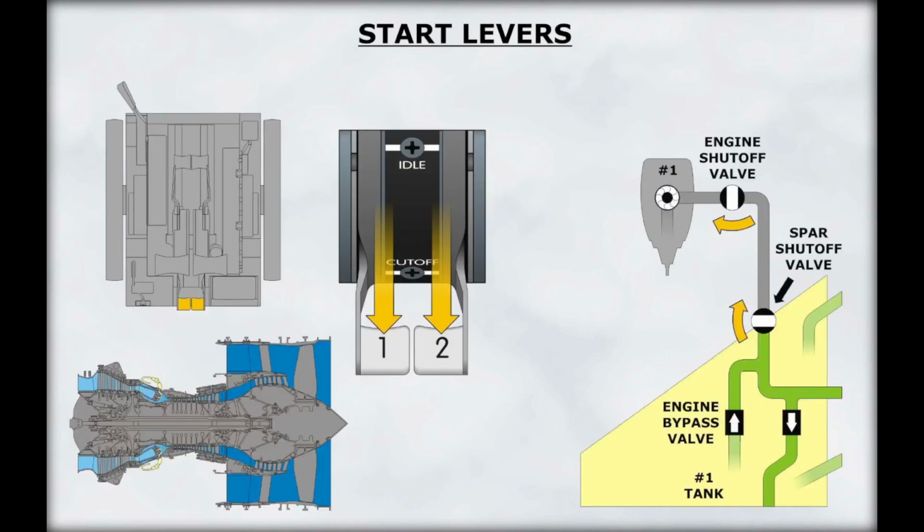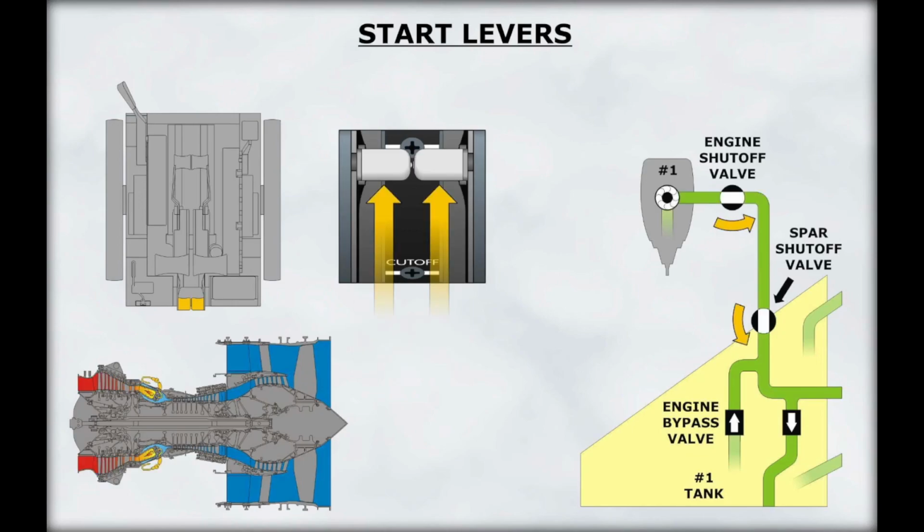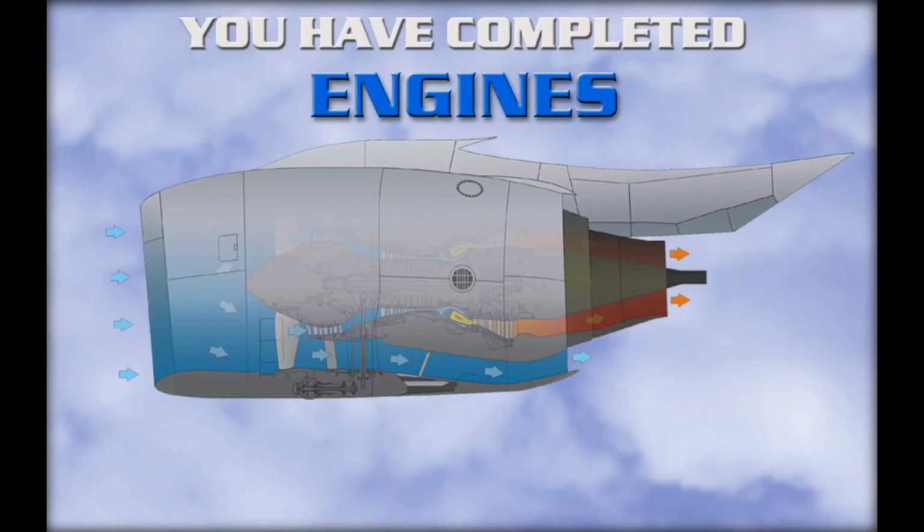Placing the engine start lever to cutoff electrically closes the spar fuel shutoff valve and the engine fuel valve. Ignition is also de-energized. Placing the engine start lever to idle electrically opens the spar fuel shutoff valve in the wing leading edge and the engine fuel shutoff valve through the EEC. The ignition system is also energized through the EEC. This concludes the engines module.